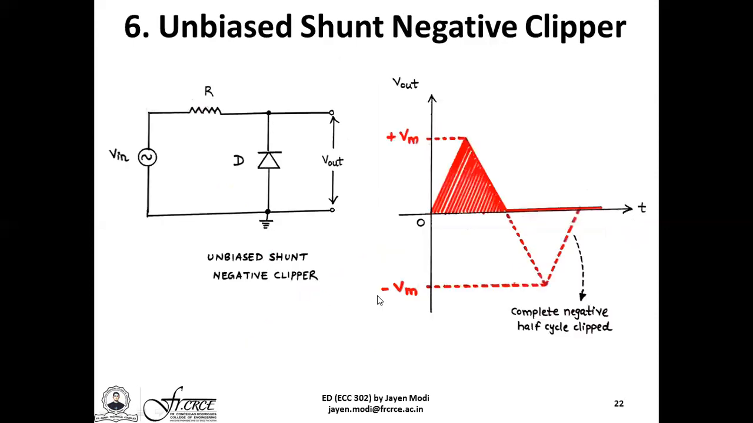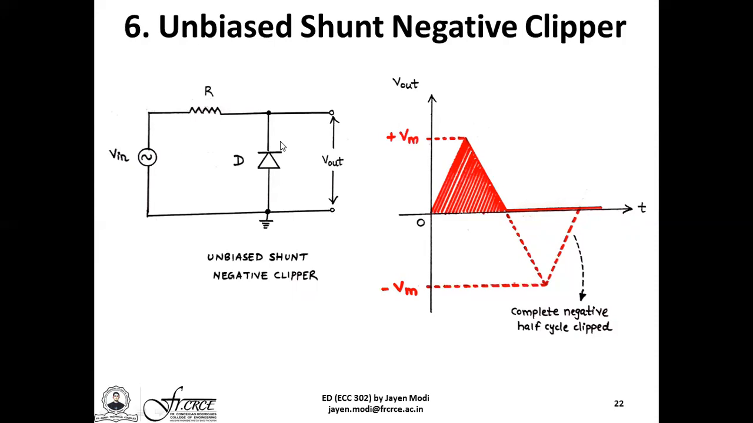For the unbiased shunt negative clipper, the diode terminals are typically reversed. So the cathode is pointing towards the top and the anode is pointing below. And the name unbiased once again means that there is no DC reference battery connected anywhere here. For the positive half cycle of the AC input signal, the topmost part is plus, the bottommost part is minus. You have the positive part connected to the cathode, and the negative part connected to the anode, due to which the diode is now reverse biased.